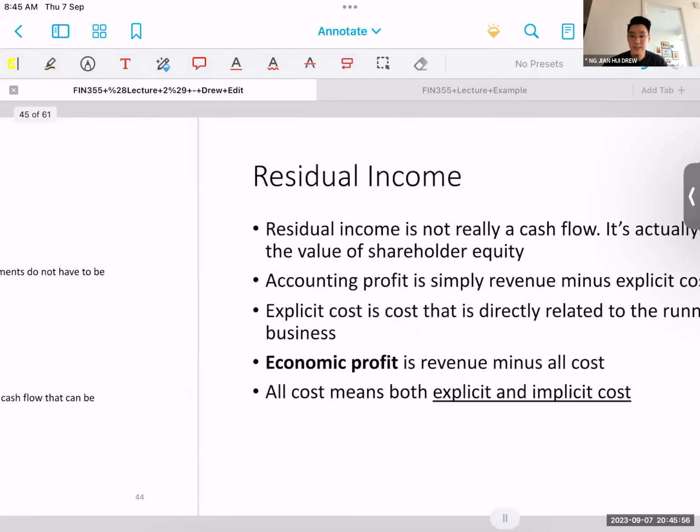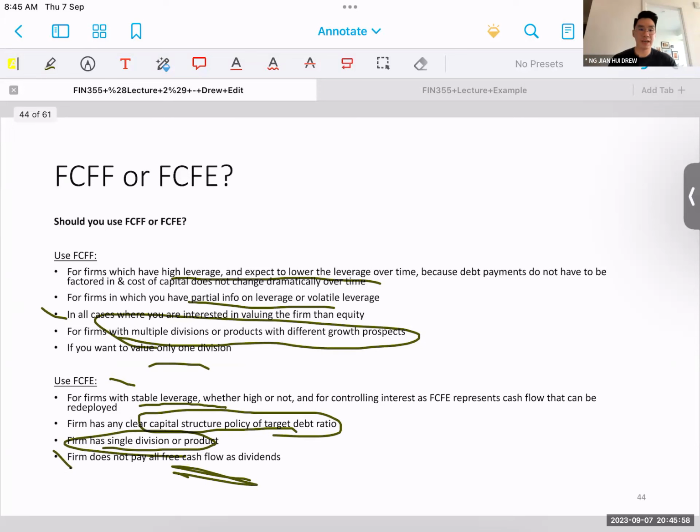Okay, before we go to residual income, do we have any questions regarding choosing the three models? So now, just to recap, we have learned three models: DDM, FCFF, FCFE. Any questions so far? Good. So far, everything's clear.